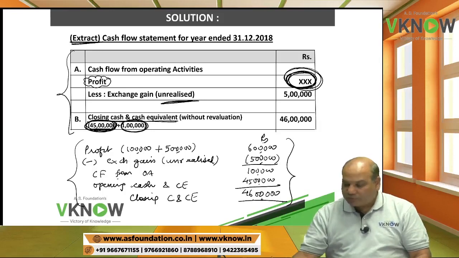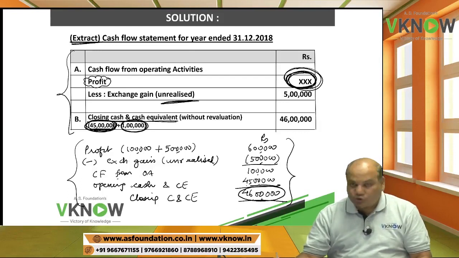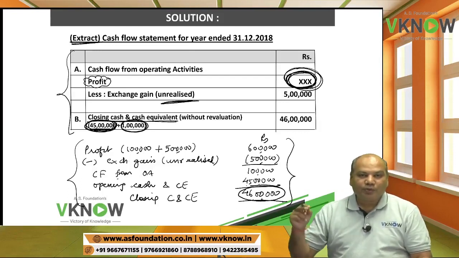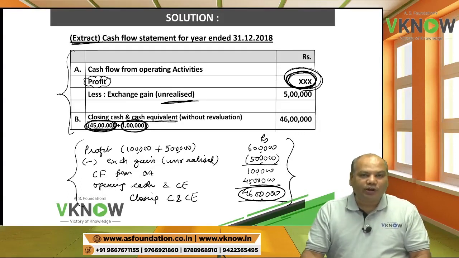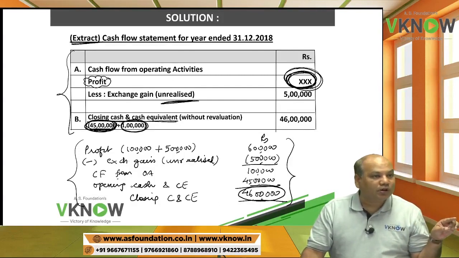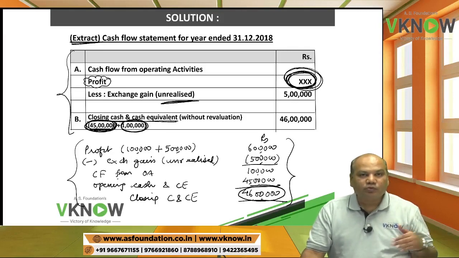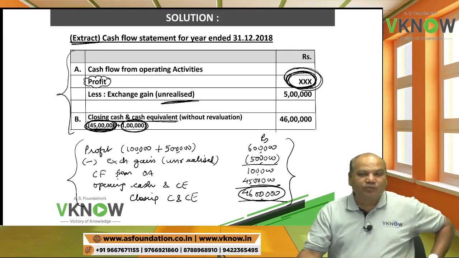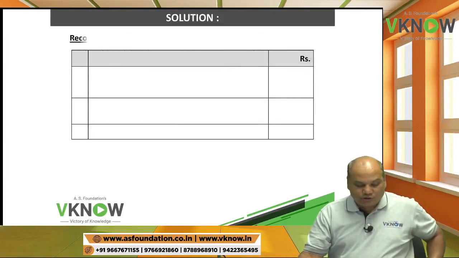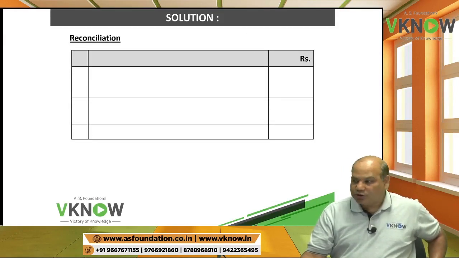Both are okay. Now the problem is your cash flow statement is showing 46 lakh. Balance sheet is showing 51 lakh. The shareholders will get confused. Shareholder will look at the cash flow statement, oh, 46 lakh, balance sheet 51 lakh. So you have to give a reconciliation of cash and cash equivalent. So write down below reconciliation.